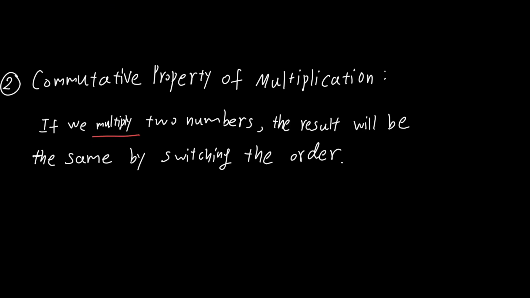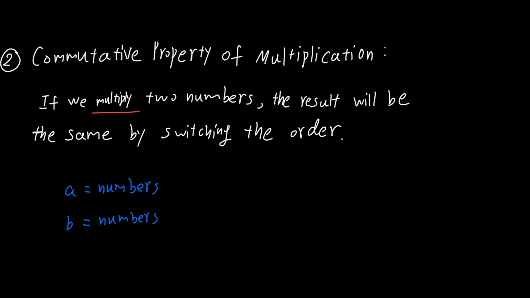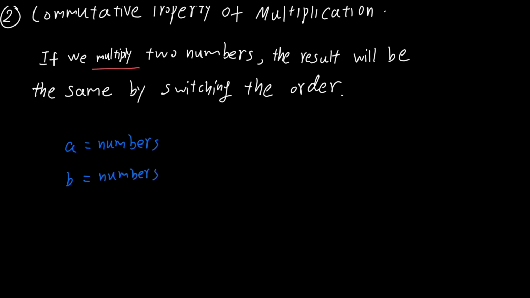Property means the rules to calculate expressions. So also, let's say I want letter A to represent any number, and I also want letter B to represent any number. So we can call them variables specifically. And the general form to describe this property will be A times B equals B times A.